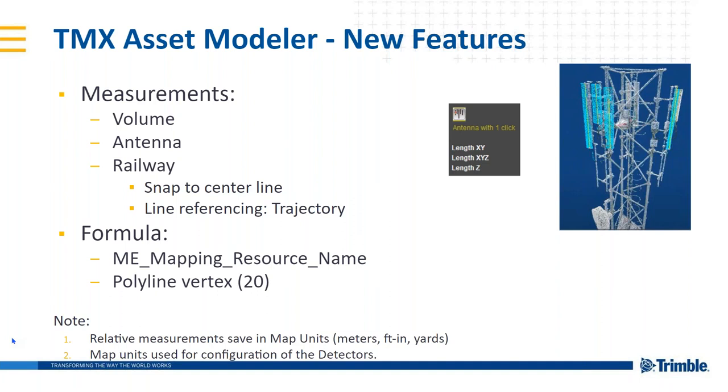And in addition to that, we have a new set of formulas that can save the coordinates of the vertices of a polyline, and you can save up to 20 of them. So in X, Y, and Z. So it could be very handy if you're interested in saving the coordinates of the vertices as an attribute.